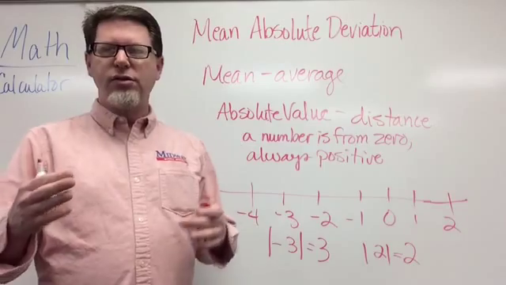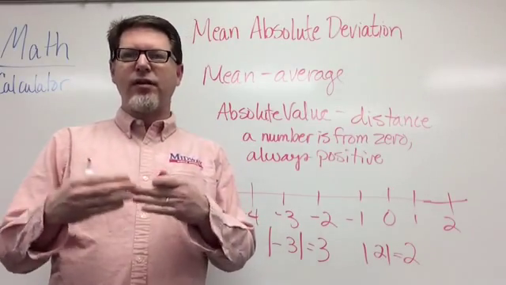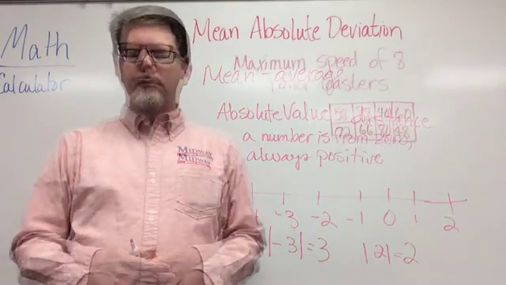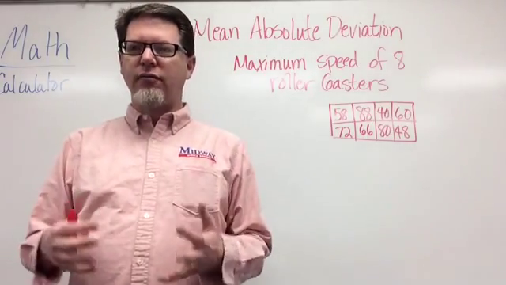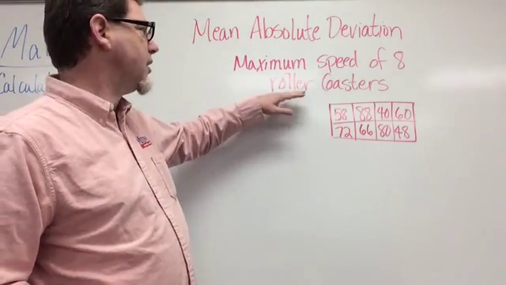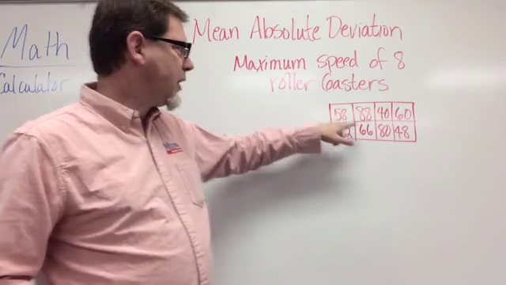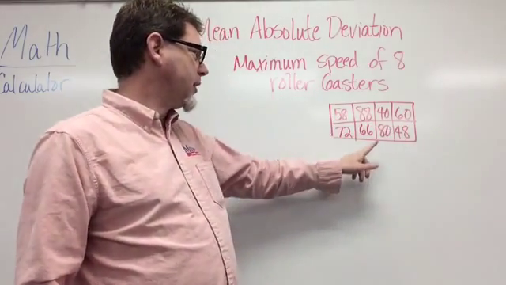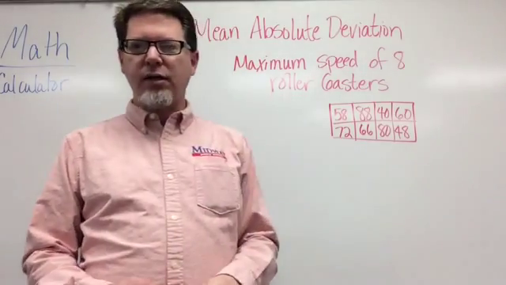Now that we know those two vocabulary words, we're going to talk about all the steps that it takes to find the mean absolute deviation of a set of numbers. So here's a sample problem that we're going to look at to learn how to find this mean absolute deviation. So I have the maximum speeds of 8 roller coasters found around the world. 58 miles per hour, 88 miles per hour, 40 miles per hour, 60 miles per hour, 72 miles per hour, 66 miles per hour, 80 miles per hour, and 48 miles per hour.